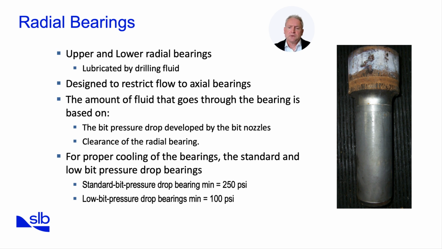The amount of fluid directed through radial bearings is influenced by the bit nozzle pressure drop and the clearance between bearing surfaces. Manufacturers generally recommend a minimum bit pressure drop of 250 psi for standard designs and 100 psi for low pressure drop designs to ensure sufficient flow. By maintaining these pressure thresholds, the bearings receive enough cooling while allowing adequate hydraulic energy to reach the bit.